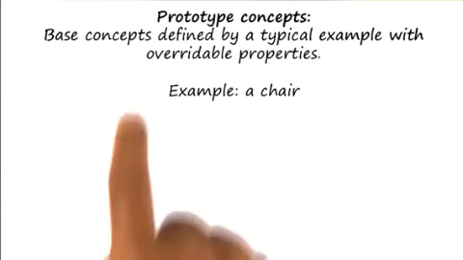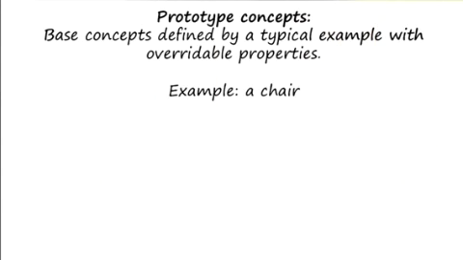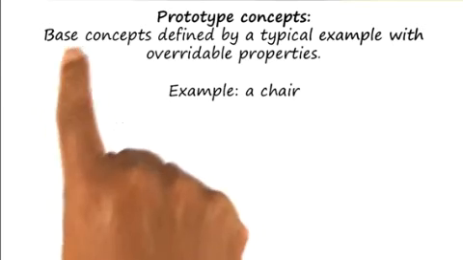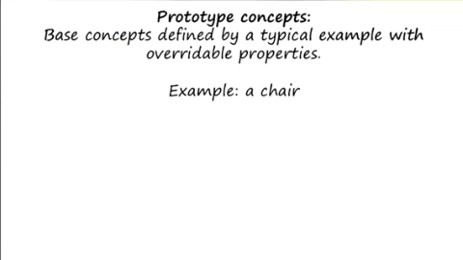Alternative view. This is called prototypical concepts. A prototypical concept is a base concept defined by some typical properties that can sometimes be overridden. So an example is a chair. You and I have a notion of a prototypical chair.